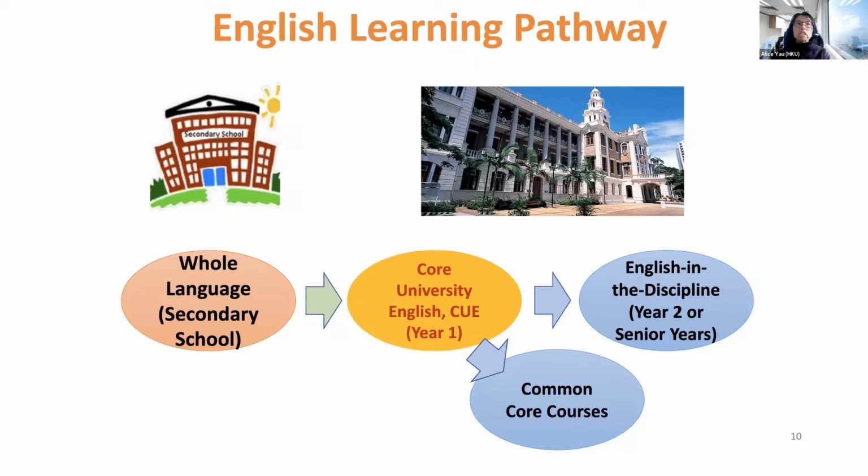A research conducted by our center found that essays and reports are the most frequently assigned writing task, while tutorial discussions are the most frequently used speaking assignment type in the common core courses. So that's why in CAS 1000, we are focusing on essays, reports, and tutorial discussions.